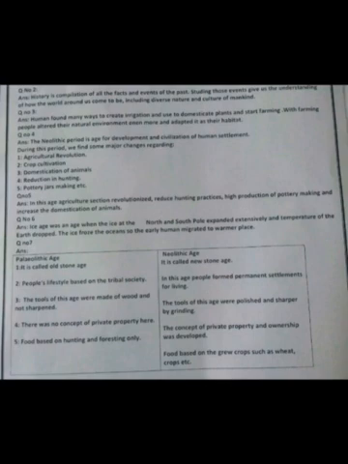Answer is, the Neolithic period is the age for development and civilization for human settlement. During this period, we find some major changes regarding number 1, agricultural evolution, number 2, crop cultivation, number 3, domestication of the animals, number 4, reduction in hunting, number 5, pottery, jar making, etc.